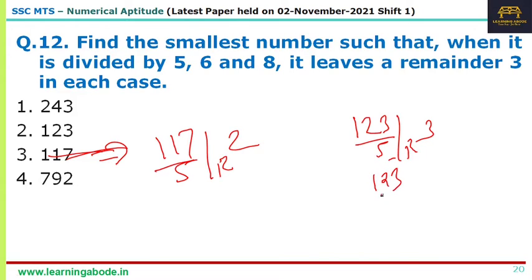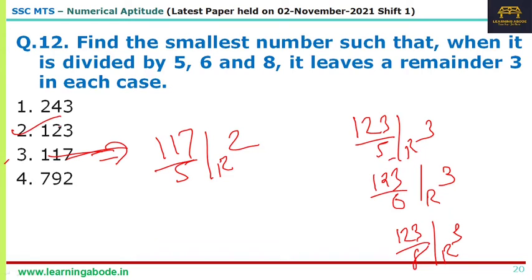123 divided by 6, your remainder is 3. 123 again, you divide by 8, the remainder is 3. So that's your answer. Mark it and move on. Answer option 2 is the answer for question number 12.